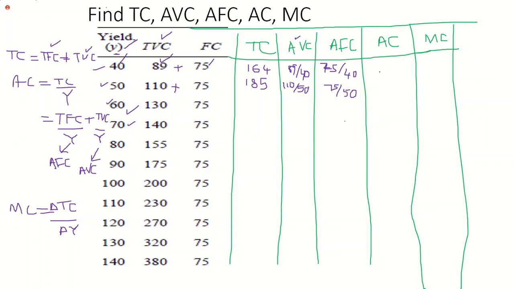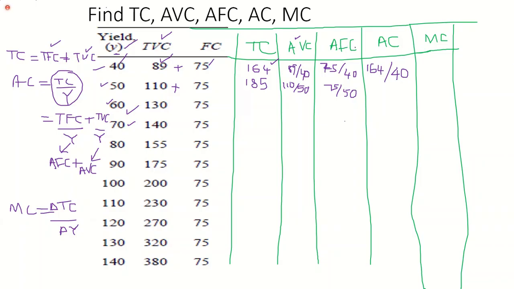Then the average cost. Average cost is average variable cost plus average fixed cost. You can easily find it by dividing the total cost by y. The total cost we now know is 164 for the first one. 164 here. We divide the total cost by the output. So that gives me the cost per unit of output.